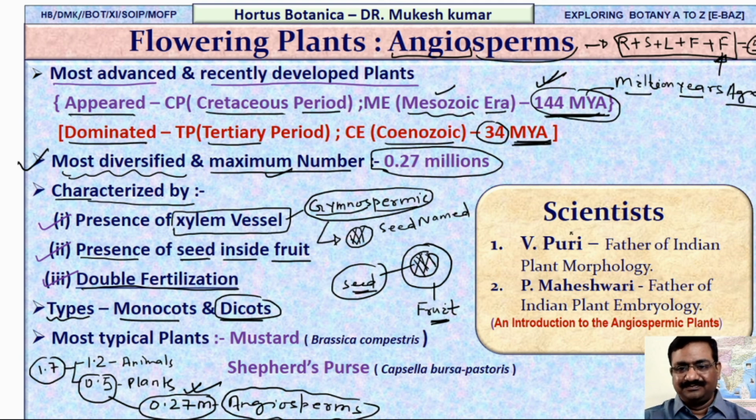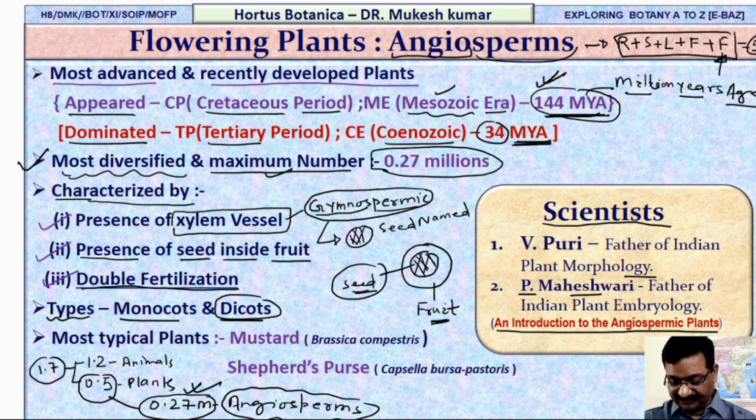So now know the important scientists associated with angiosperm. B. Puri is supposed to be the father of Indian plant morphology, while P. Maheshwari, Panchanan Maheshwari, is called the father of Indian plant embryology. He wrote a very important book, An Introduction to the Embryology of Angiosperms. So these are the two important scientists we have.